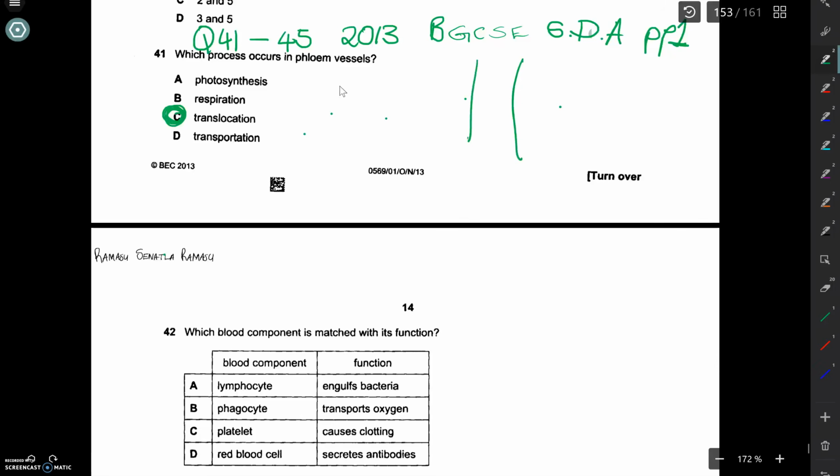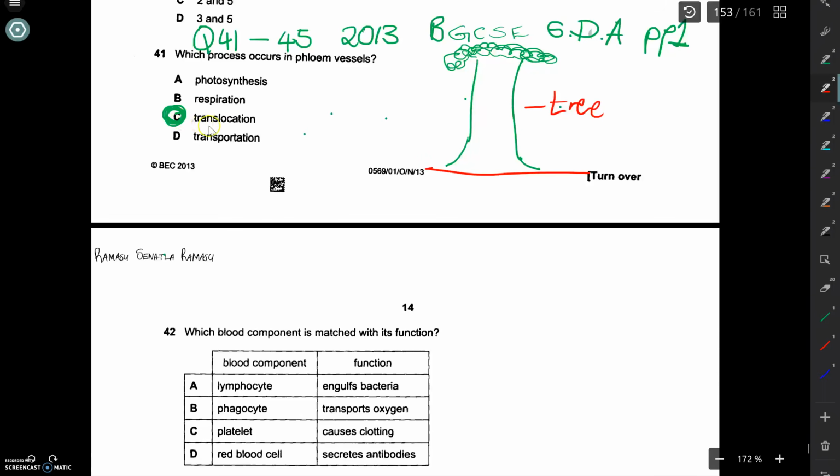Let's imagine that this is a tree trunk, right? A tree trunk, and these are your leaves over there, right? So food or carbohydrate is manufactured in the leaves. Over here. So this is your tree, right? So food or carbohydrate is manufactured in the leaves there.